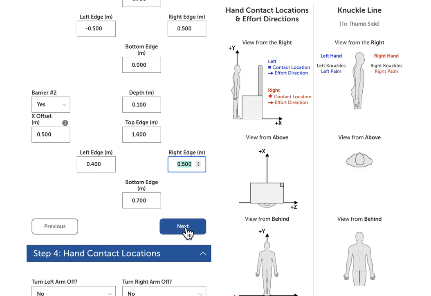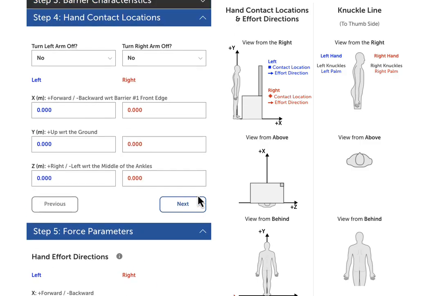So let's move on now to the next. This is going to be the hand contact locations, and you'll get a graphical representation of that. And so for right now, again, because we have a barrier, all of the anterior coordinates will be with respect to this, because we're going to assume the person's going to get as close to this, either their toes are going to hit it, or their knees, or their chest if it's high enough. So all anterior coordinates will be with respect to the barrier if one exists, and they'll all be with respect to the ankle if no barrier exists.